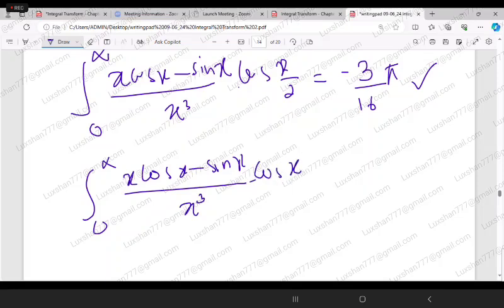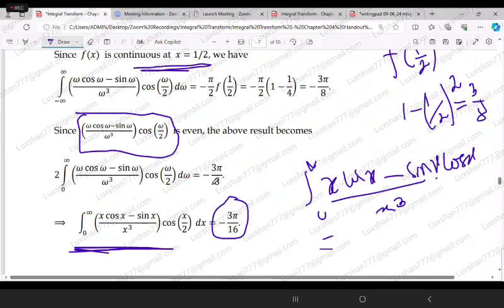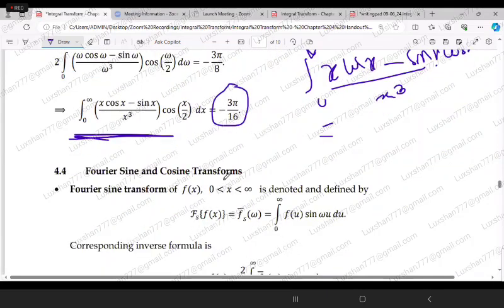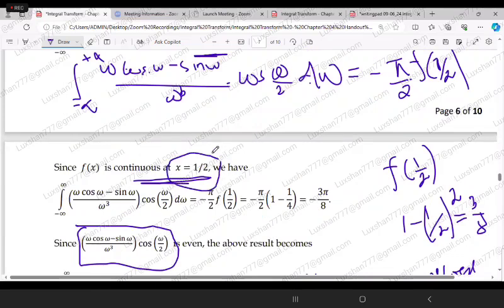Now I'm asking, if they ask this one with cos x, what will be the answer? Look at here. Now we just substituted this value in the function because at x equal half the function is continuous.